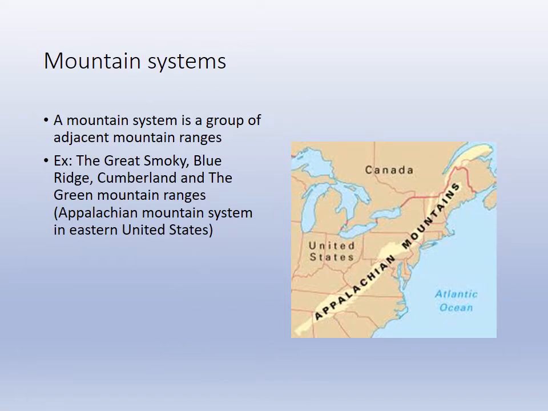So mountain systems are a group of adjacent mountain ranges. Examples: the Great Smokies, the Blue Ridge, the Cumberland. The Appalachians are all mountain systems.